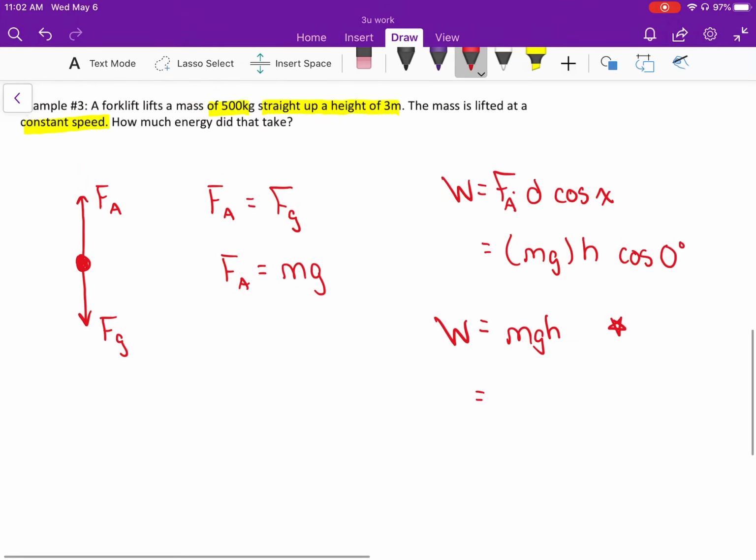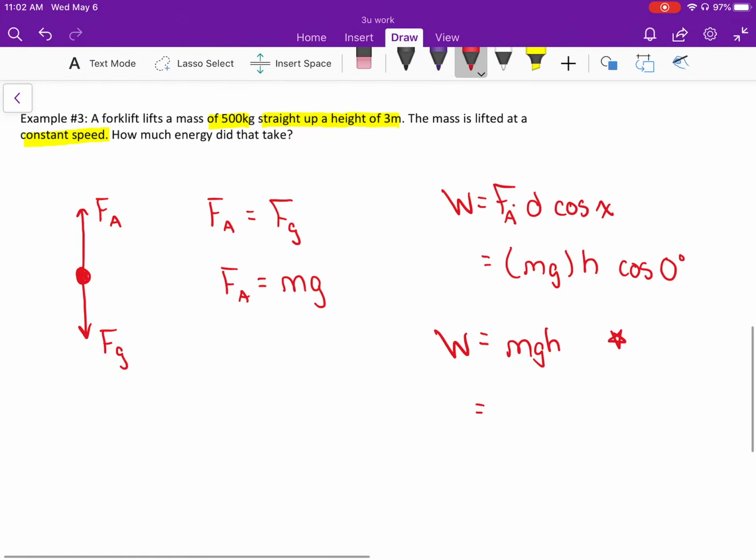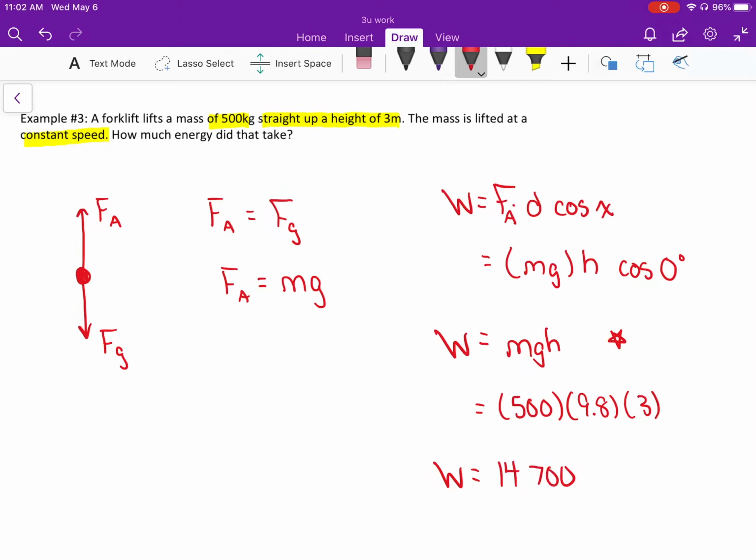The m was 500. g is always 9.8. And the h was 3. When we calculate that out, that works out to 14,700. The 500 was in kilograms. 9.8 is in newtons per kilogram, so that cancels out the kilograms. The 3 was in meters, so we end up with newtons times meters, which is the same as joules.